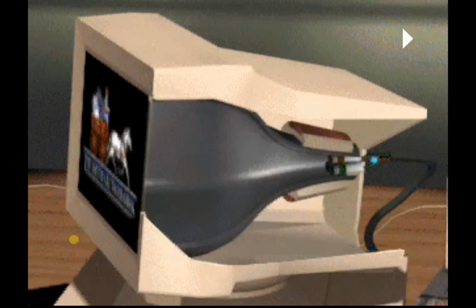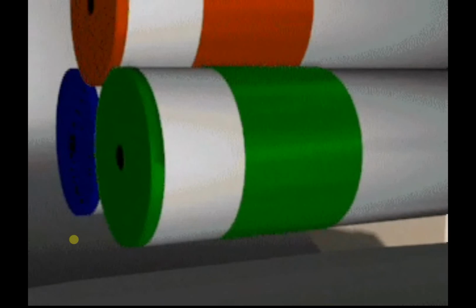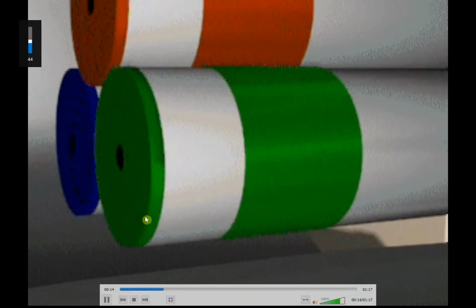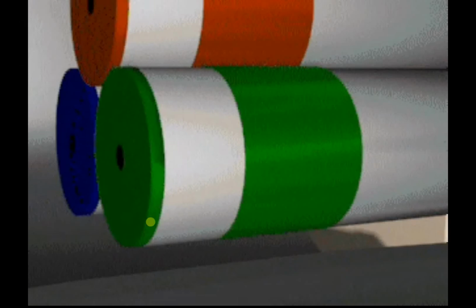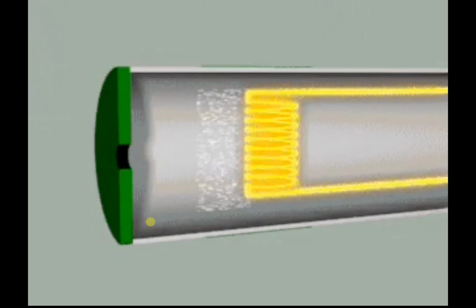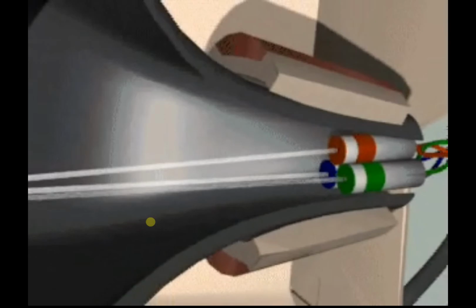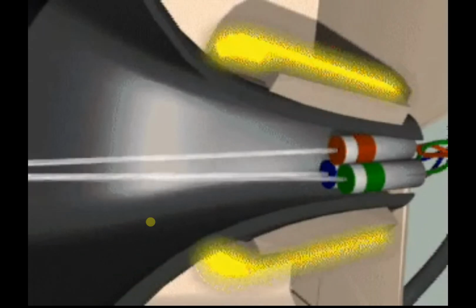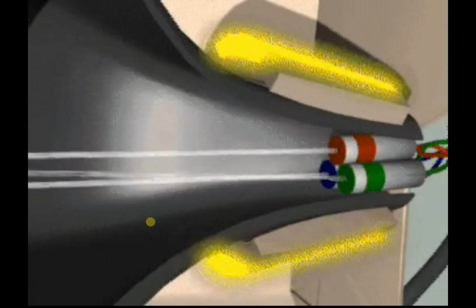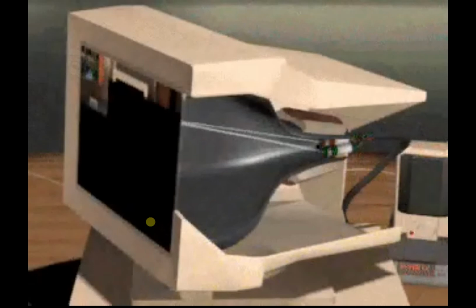So at the base of the monitor, there is one gun for each of 3 colors: red, blue, and green. These 3 colors, when mixed together, can create all the colors you see on your screen. Now, these guns don't shoot bullets. Instead, they shoot a powerful beam of electrons towards the face of the monitor. The beams pass through the deflection yoke. It uses magnetism to bend the electron beams so they can sweep across the entire screen and create the picture we see.